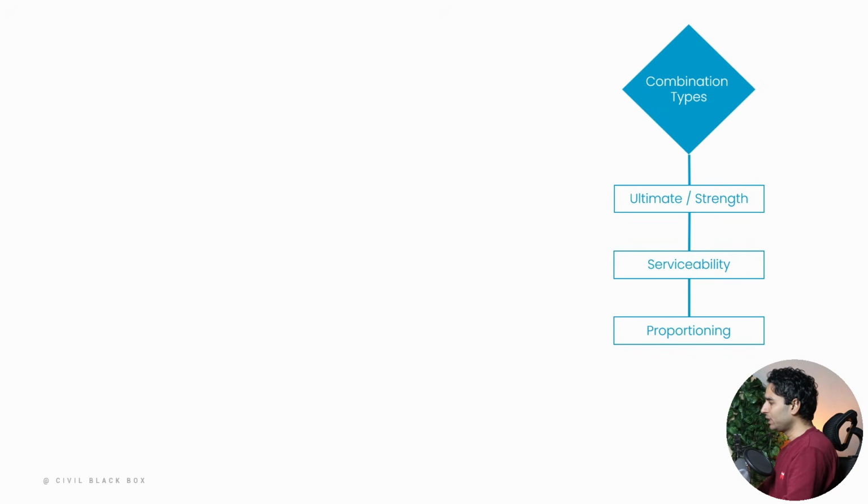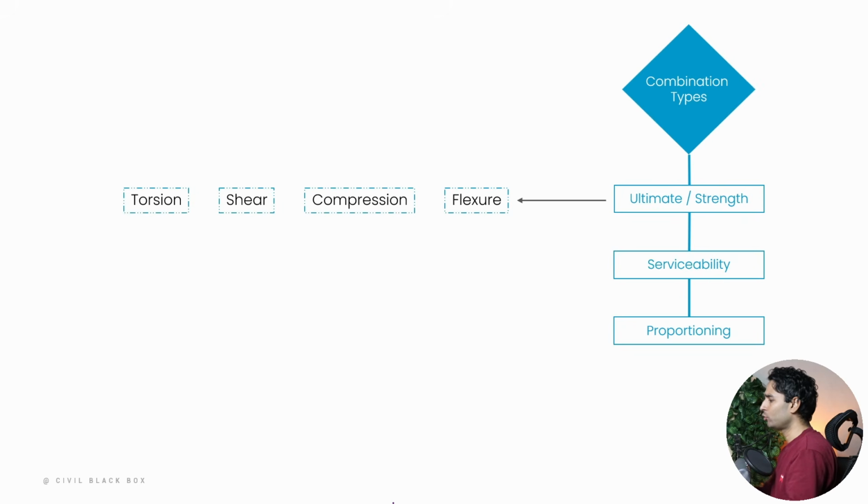Finally, when it comes to the ultimate combination types or the strength combination types or the design combination types, whatever you may want to call this first factor of combination, this usually talks about the strength of the building with respect to flexure, with respect to compression, with respect to shear, and with respect to torsion. So when we are designing our structure for failure against torsion, shear, compression, and flexure, we are actually talking about the combinations which are given under this ultimate combination type criteria.